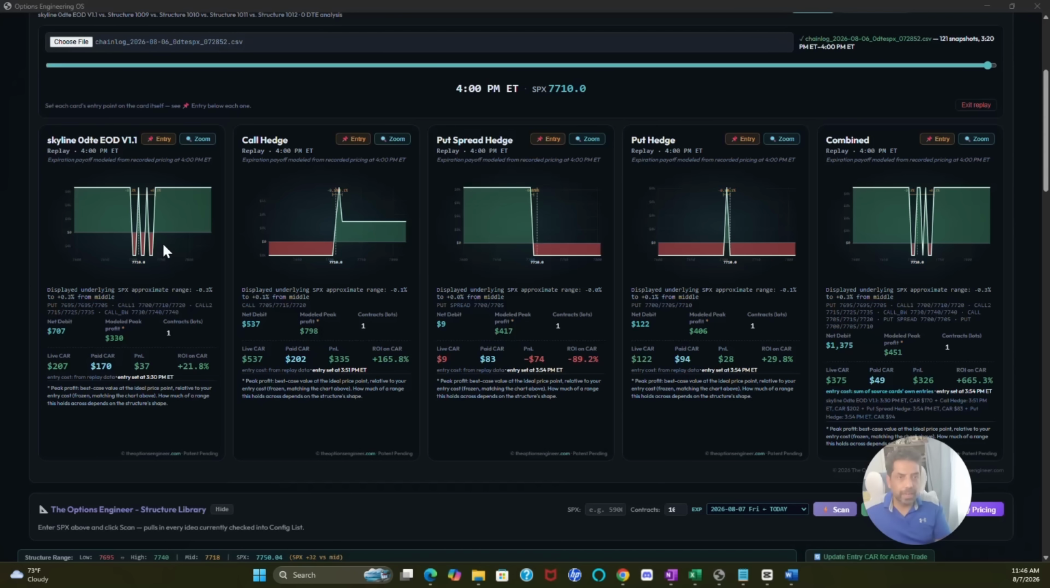Now we are looking at all the payoff diagrams, and the rightmost one is the combined one. We can see that we started with a capital at risk of $170. That was the max loss we could have had. And we ended up with a max loss state of capital at risk of $49. So we reduced that by close to $120, and we had a PNL of $326 on initial capital at risk of $170. So good returns here from a percentage standpoint.